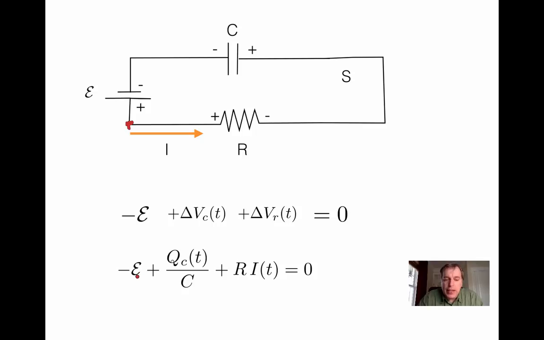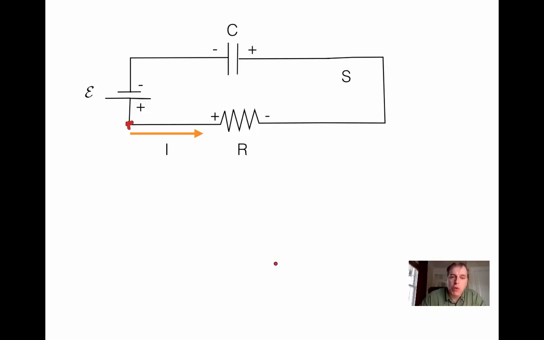The EMF, E, the capacitance C, and the resistance R are constant, and I assume that they're given to us. What is unknown here is the function QC of t and I of t. So before we can solve this equation, we have to relate I of t to QC of t. Now remember, when we have a circuit, the current is always given by the derivative of the charge in the wire as a function of time.